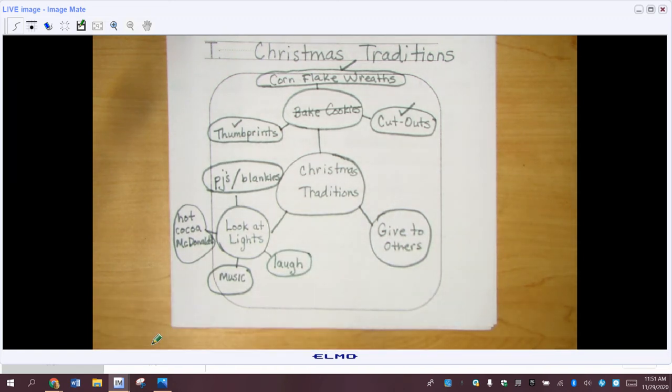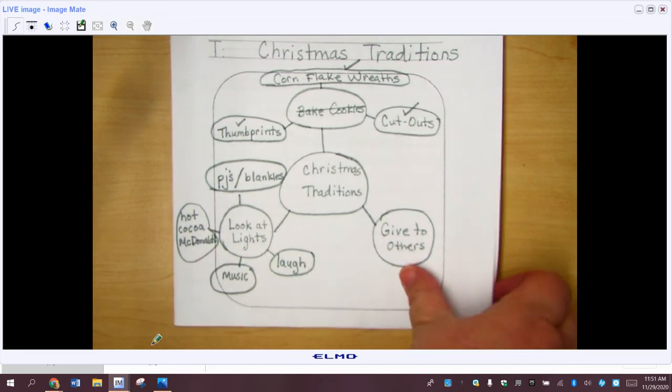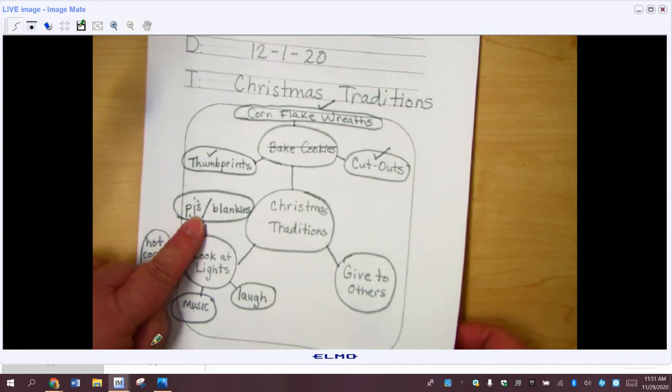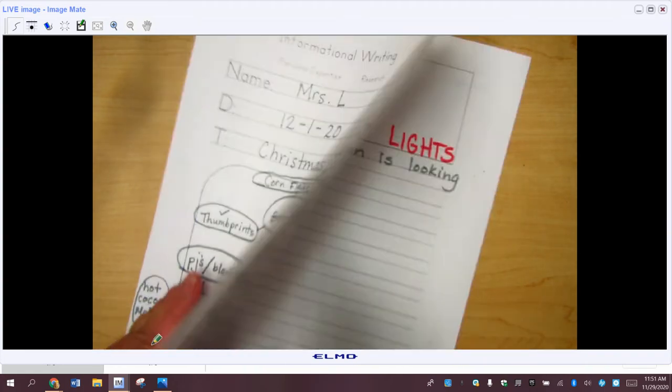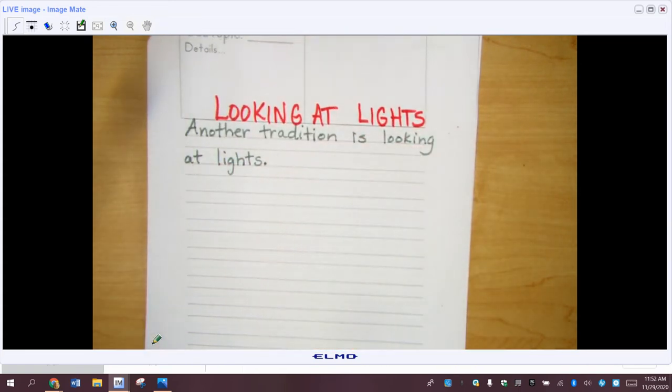Okay, so now I'm going to go through and I'm going to start writing about the details of looking at lights. So I'm going to start with PJs and blankies. So another tradition is looking at lights. Good. Okay.